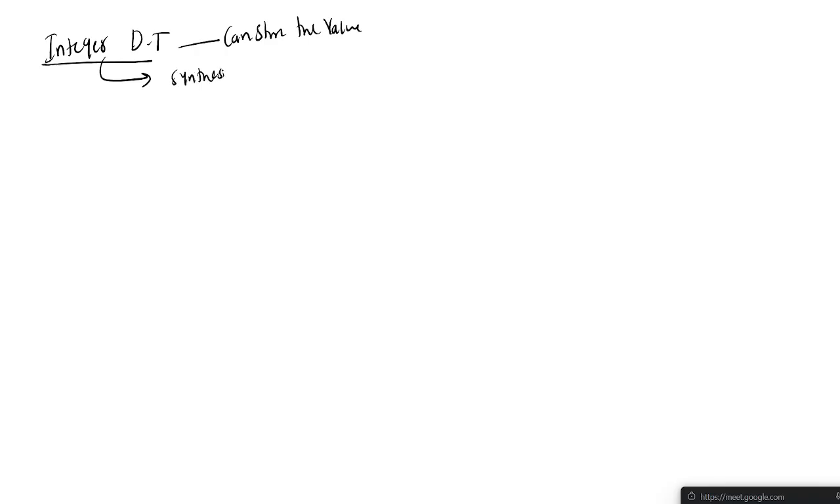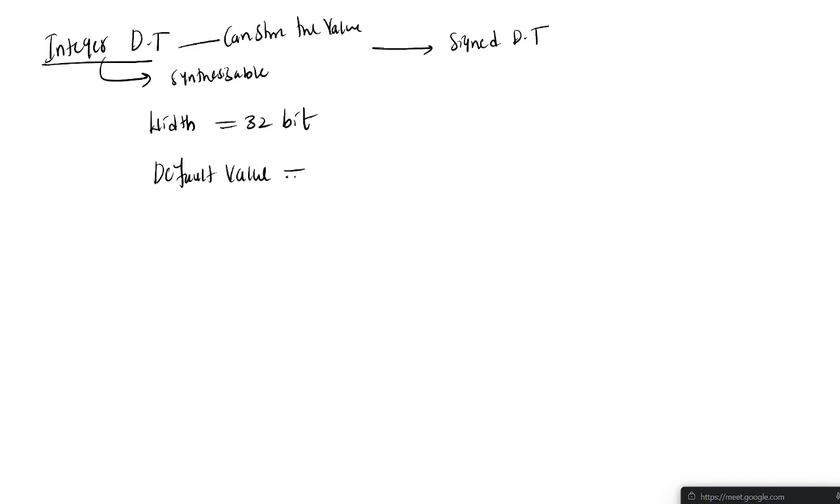Synthesizable means what? We can convert into hardware. Reg and wire are also synthesizable. And this is signed data type. Okay, and what is the width of this data type? This is 32 bit. Width of this data type is 32 bit. And what is the default value? Default value is x.